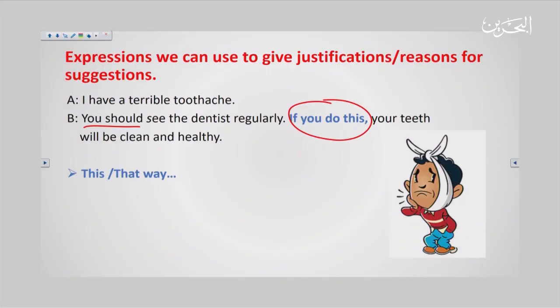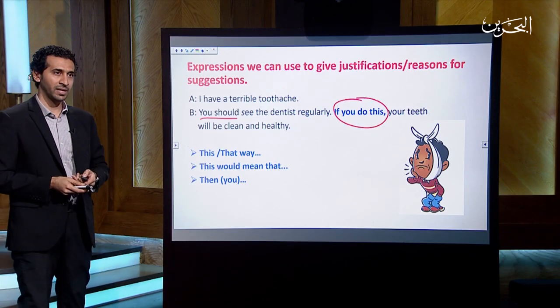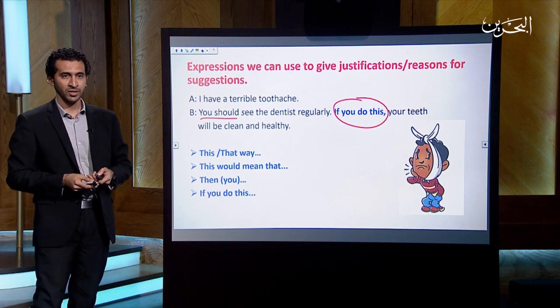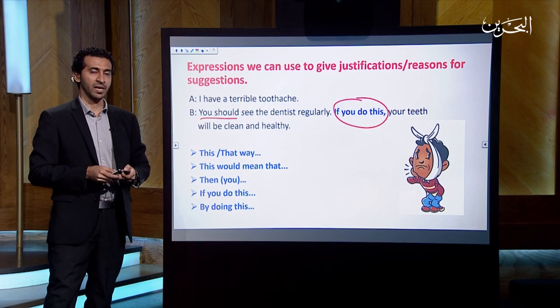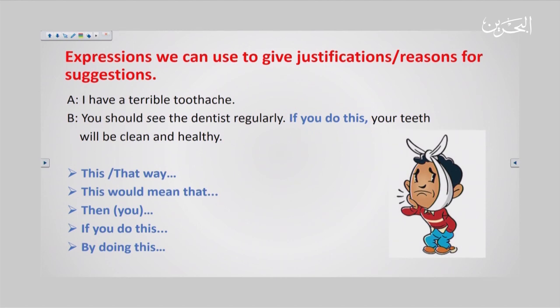Now, there are other expressions, of course. If you don't like the expression, if you do this, you can say, that way your teeth will be clean and healthy. You can also say, this would mean that your teeth will be clean and healthy. You can say then, you can use you, by the way: then your teeth will be clean and healthy. And the last one here, by doing this, your teeth will be clean and healthy. All of these are suitable expressions. You can use them instead of if you do this, and your sentence will sound clear and simple.